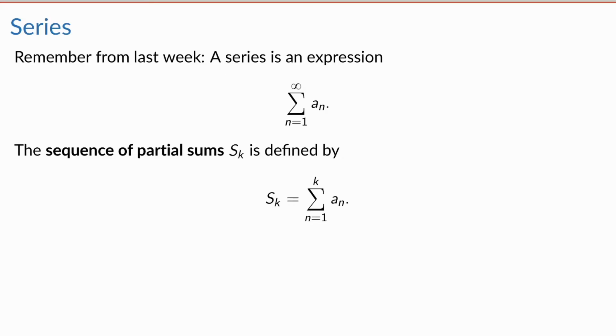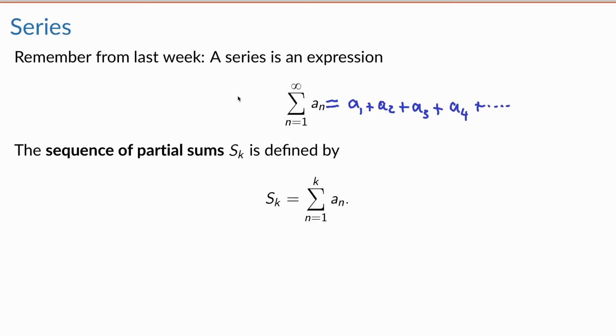Now, we remember from last week that a series is an expression that looks like an infinite sum. So we have some expression that looks like the sum, let's say, from n equals 1 to infinity of terms an. I want you to think of it as being secretly a1 plus a2 plus a3 plus a4, etc. So that's what it means when we talk about an infinite series.